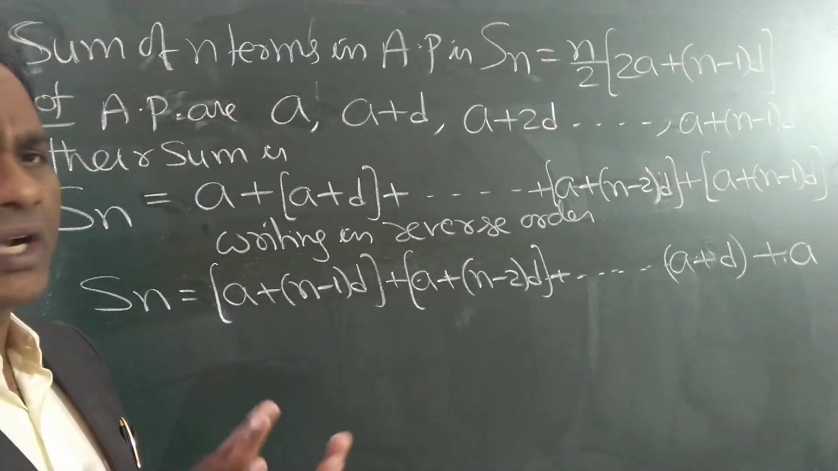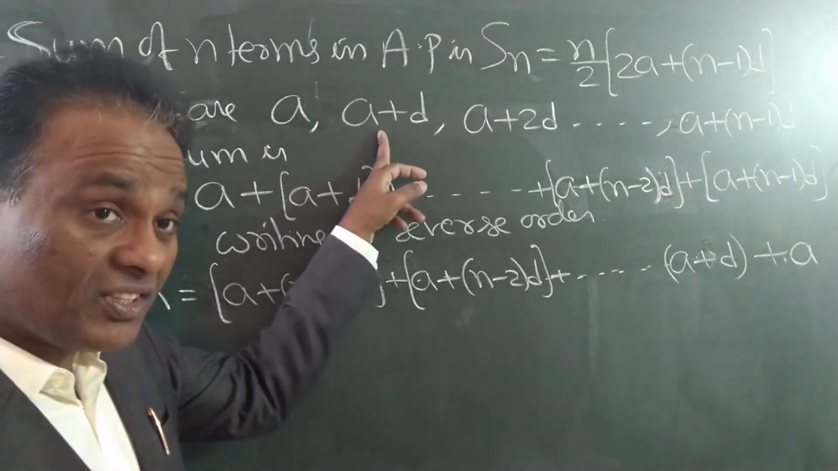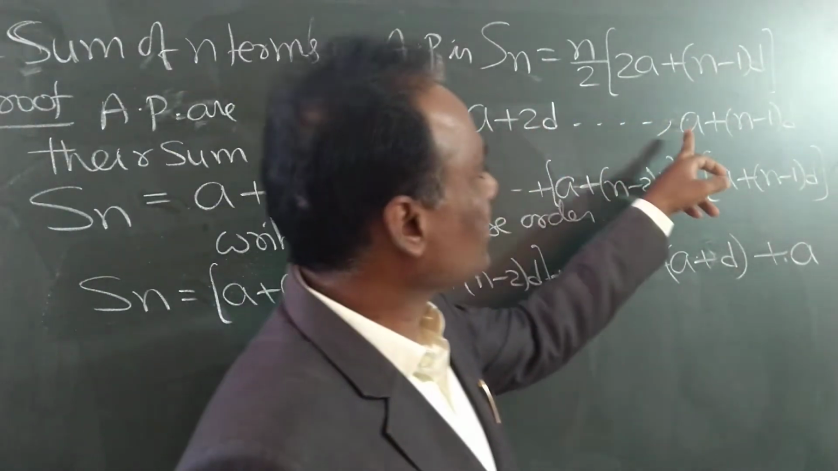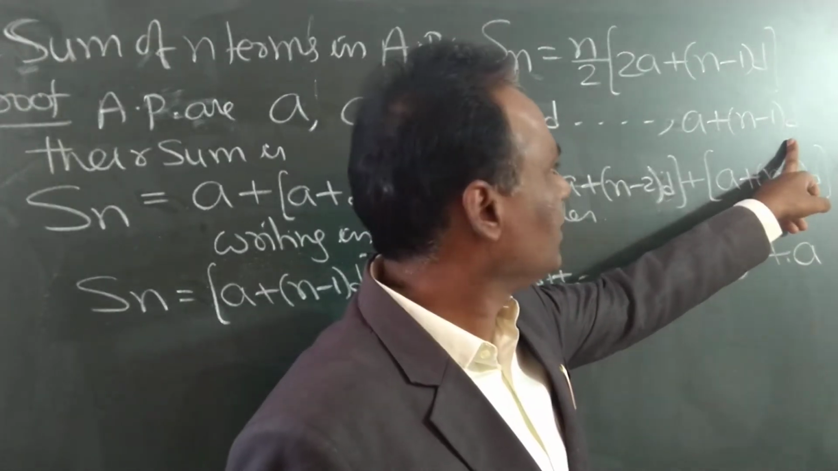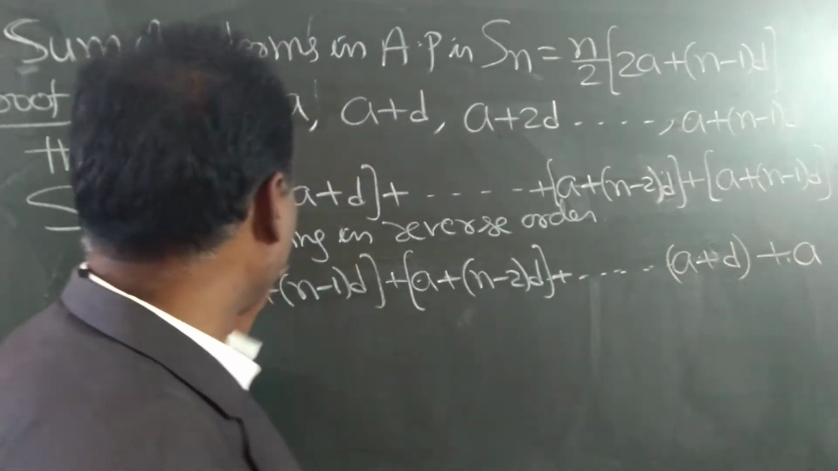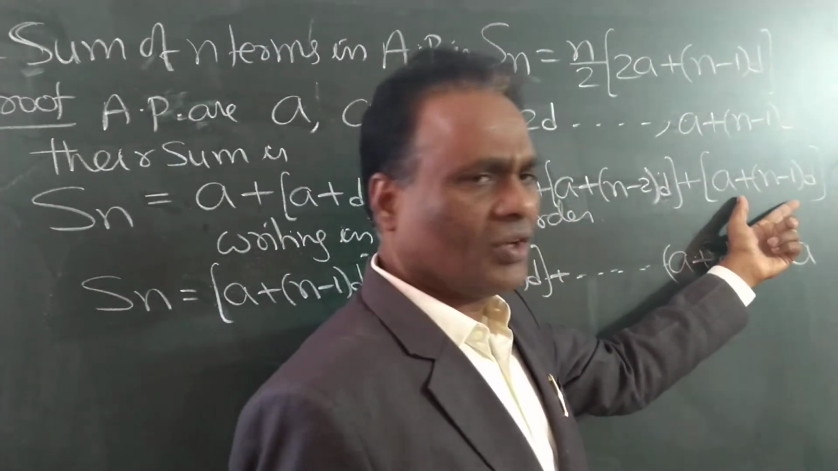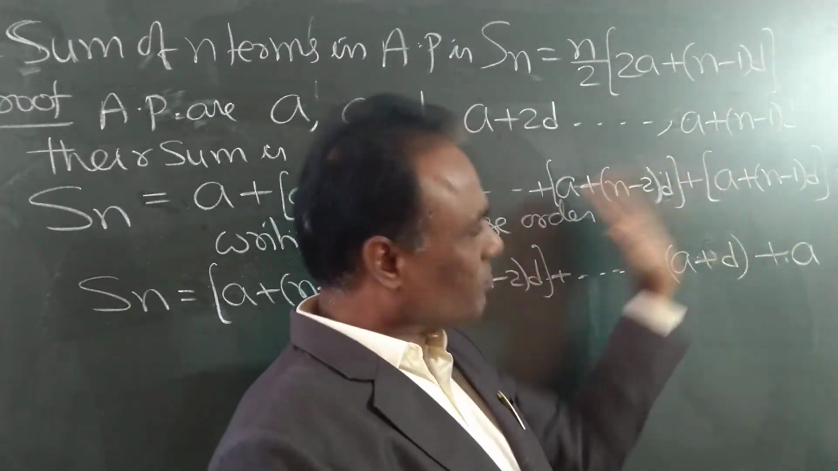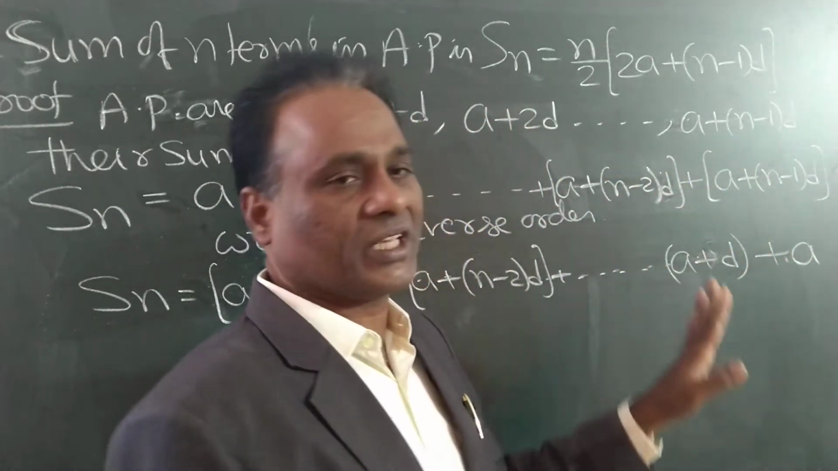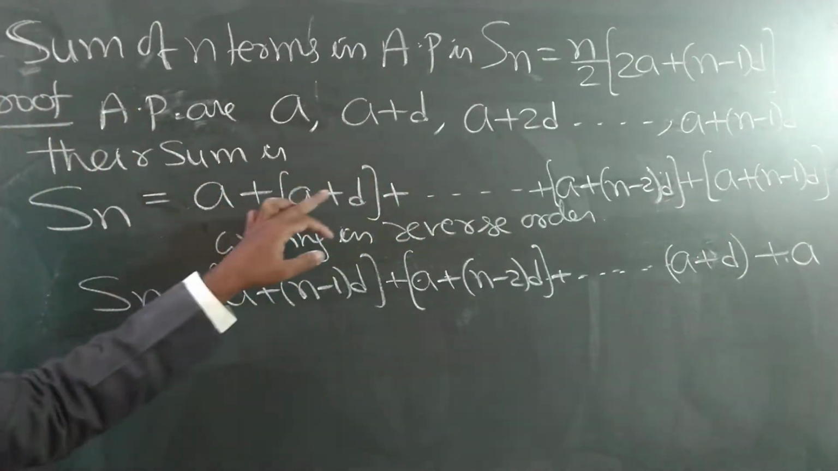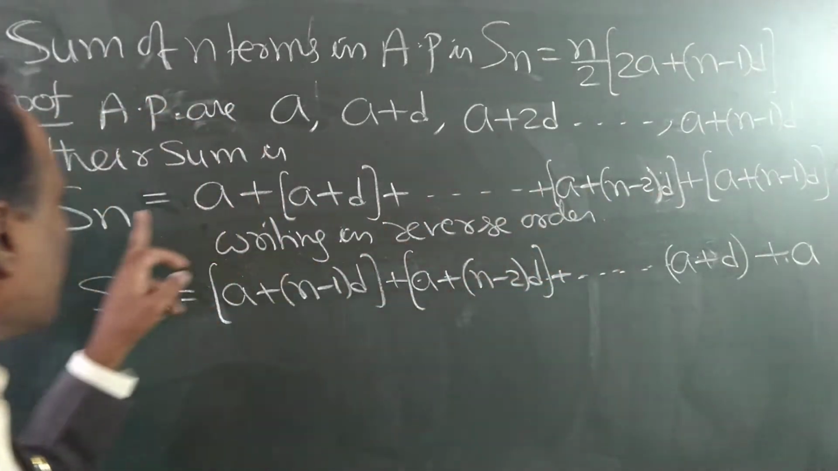See, very simple, don't get confused. You know the terms of the AP. First term is a, second term is a plus d, third term is a plus 2d, last term is a plus (n minus 1) into d. That is the basic of arithmetic progression. I am adding all these terms: a plus second term plus third term plus last term. For your understanding, I wrote one more term before that, which is a plus (n minus 2) into d. I am adding all these terms and denoting the sum by the symbol Sn.